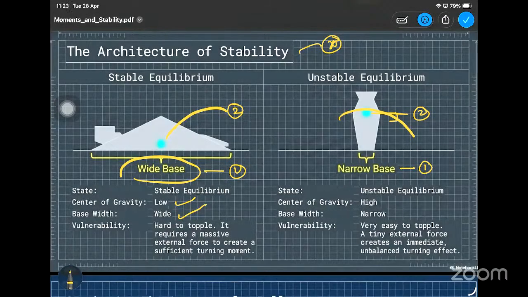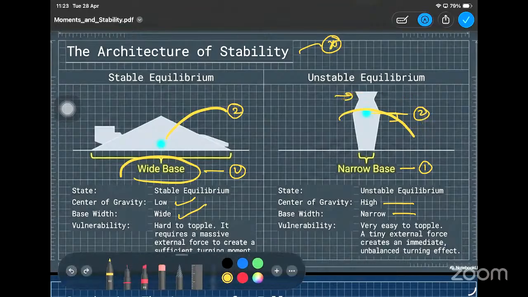But here, the center of gravity is at a higher position. The base width is narrow compared to the other one. And vulnerability is high. So if you just apply a small force here, then what will happen? This object will fall like that.